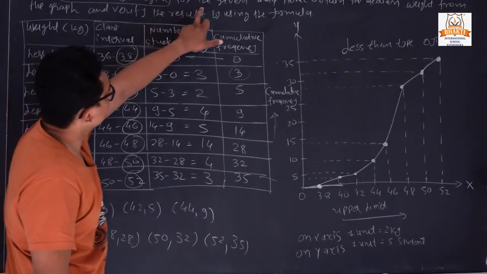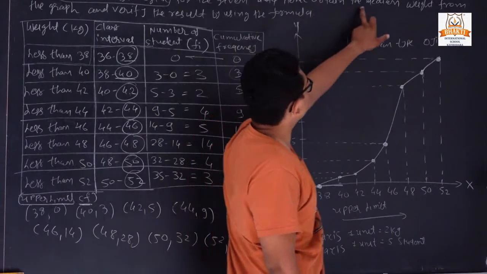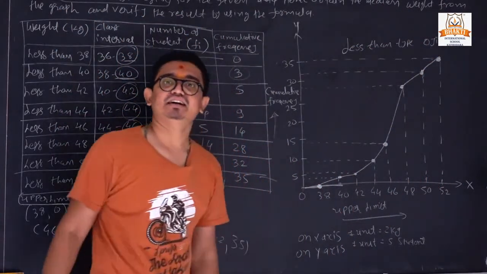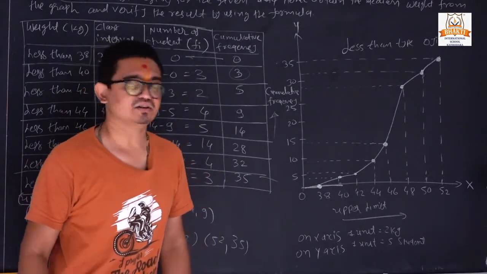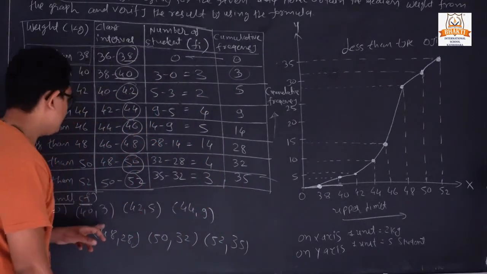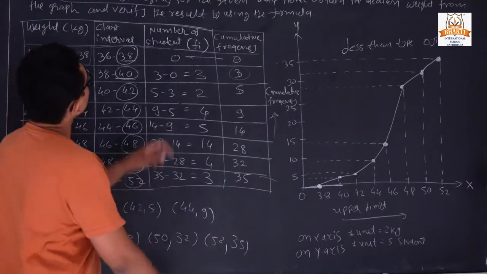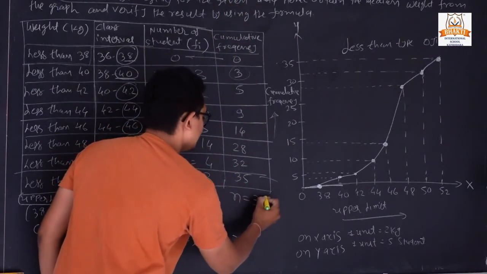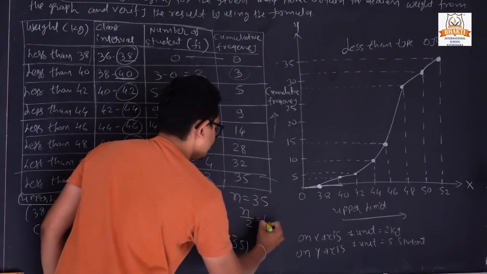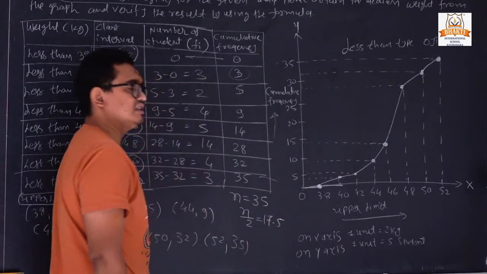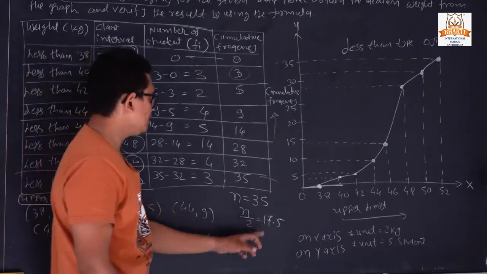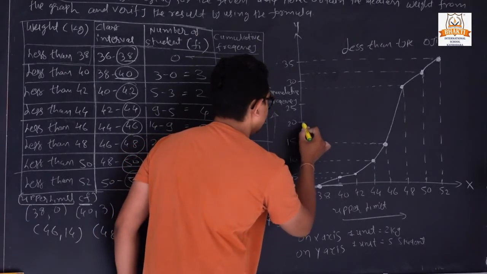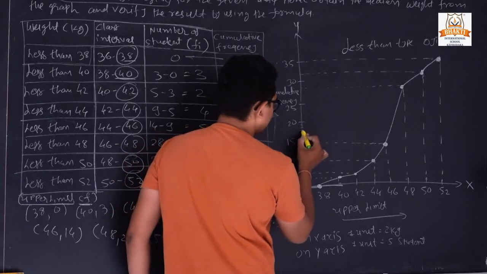Now they are also asking the next thing: hence obtain the median of the data from the graph. So how can we get the median from the graph? First of all, here n is what? Total students, it is given 35 students. Total students n is equal to 35. So n by 2 is 17.5. So where is our 17.5? It is between 15 and 20. So it is here.